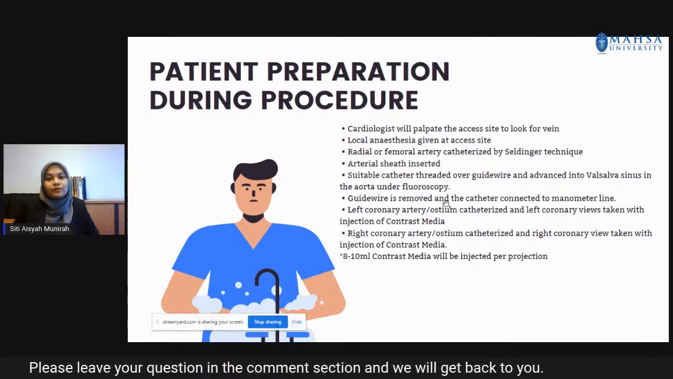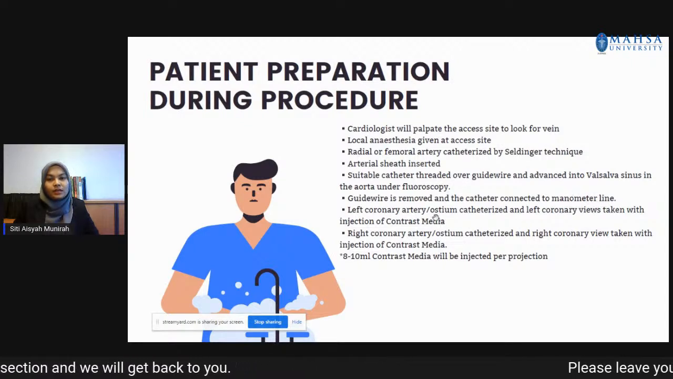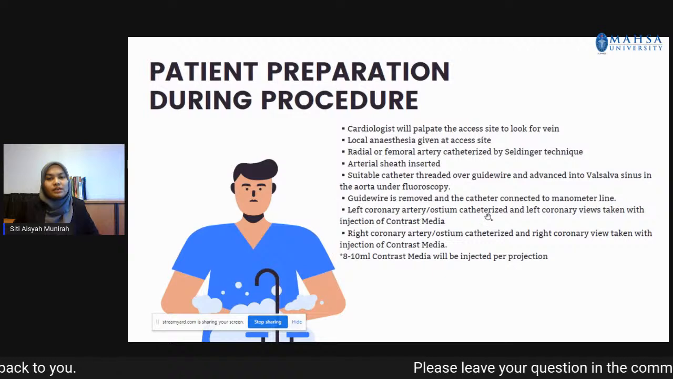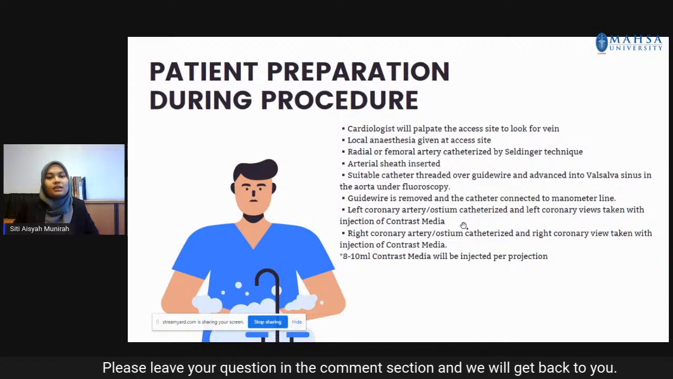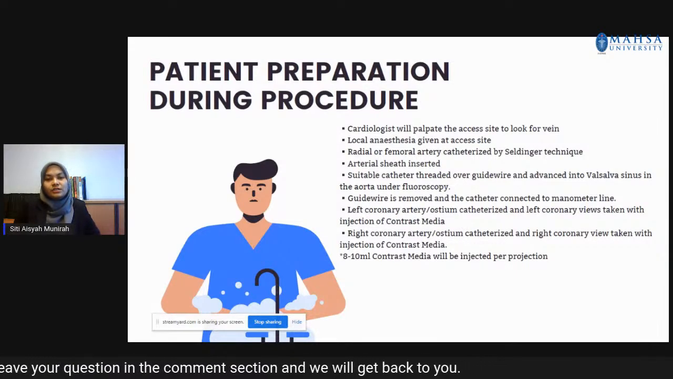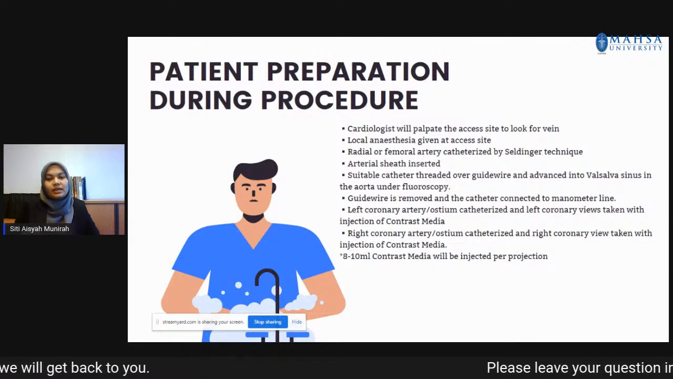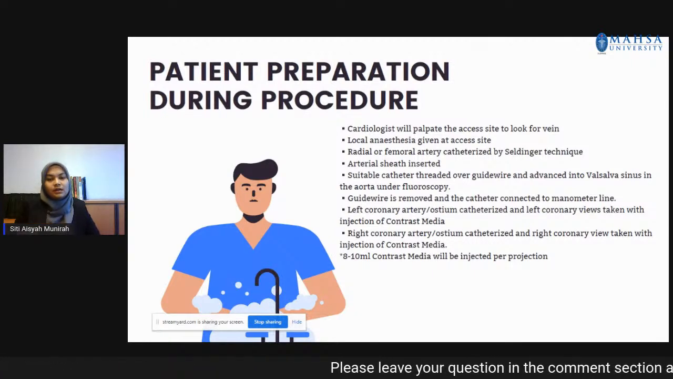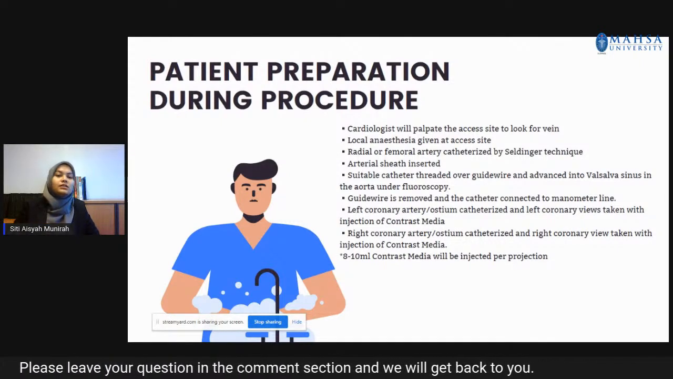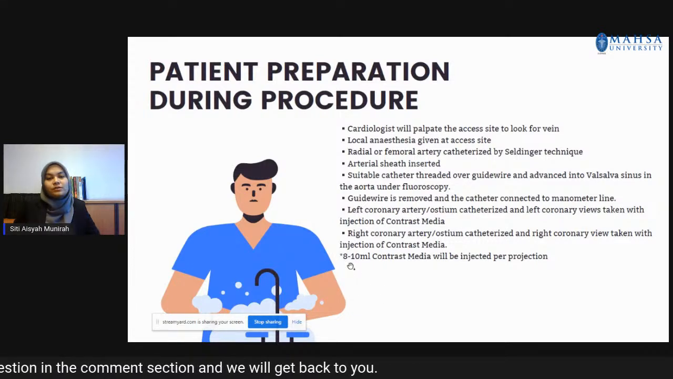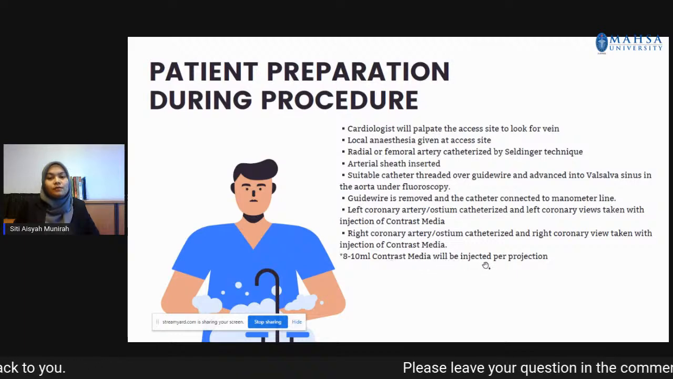The guide wire is removed and the catheter connected to the manometer line. This is for the injection of the contrast media. The left coronary artery is catheterized, and the left coronary views are taken with the injection of the contrast media. After the images of the left coronary artery are taken, the catheter will be placed at the right coronary artery, and the images of the right coronary artery will be taken. The amount of contrast media used is around 8 to 10 milliliters for the first injection.